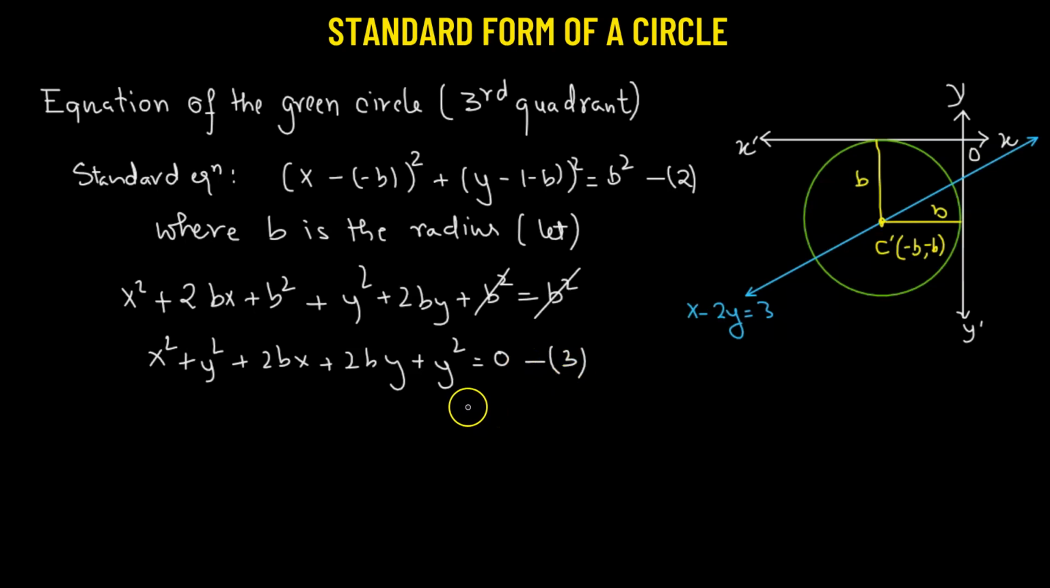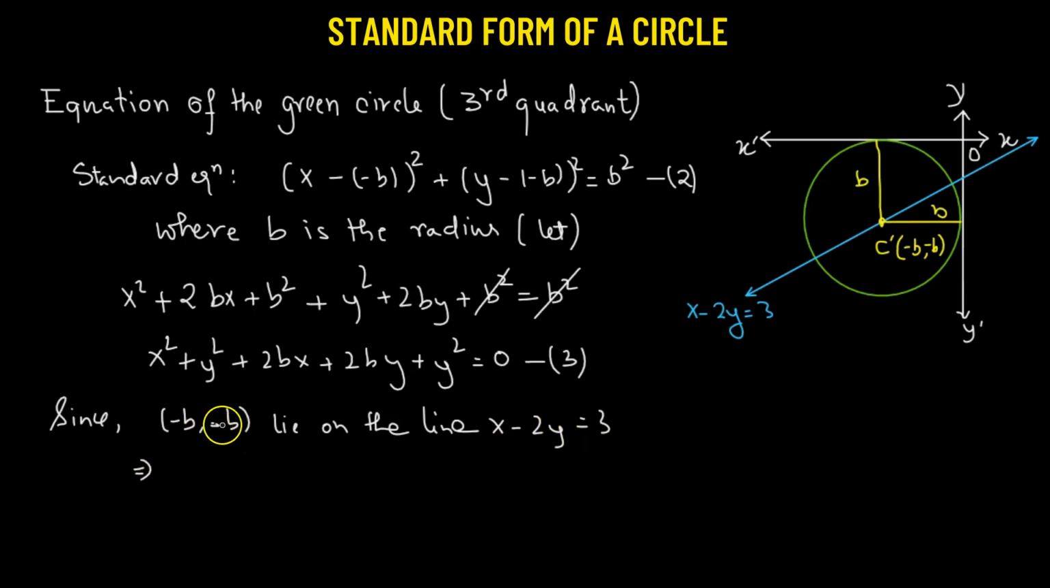Fine. Now we will consider the fact that this center (-b, -b) lies on the line x - 2y = 3. We can immediately say that this point is going to satisfy the equation of the line. So we have -b - 2 times (-b) = 3. So we get -b + 2b = 3. Solving for b, we get 3. So our b value, that means the radius of the green circle, came out to be 3 units.